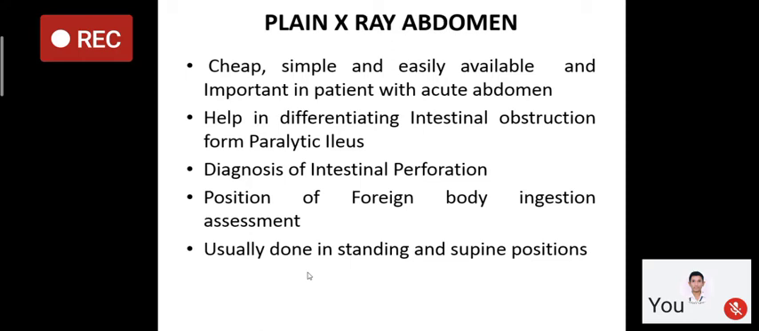It helps in differentiating intestinal obstruction from paralytic ileus. It is, you can say, the first line investigation. If you have a patient with acute abdomen, and by the history you are able to ascertain that the patient may have some intestinal obstruction or some paralytic ileus, something like that, it helps in differentiating at the first instance, right?